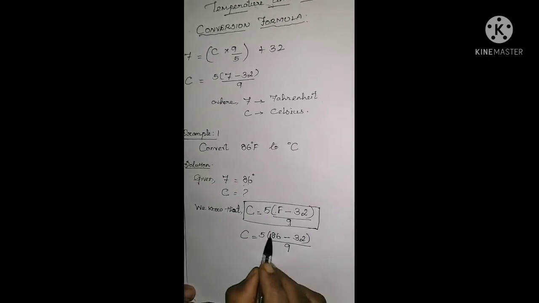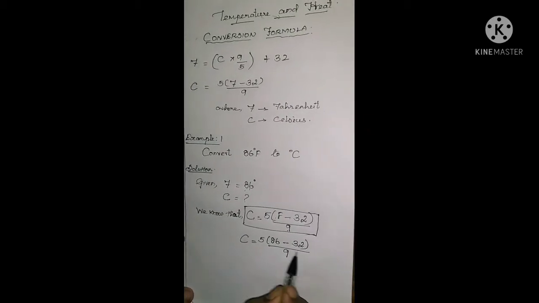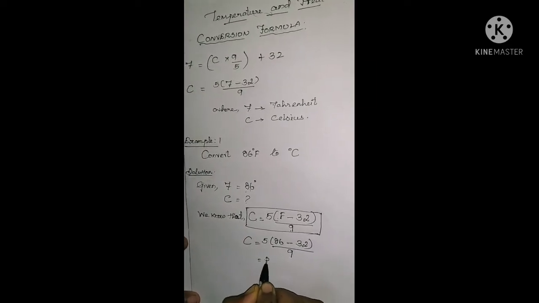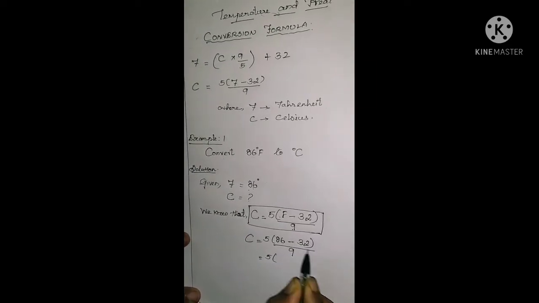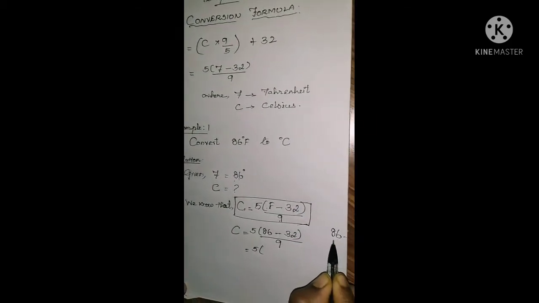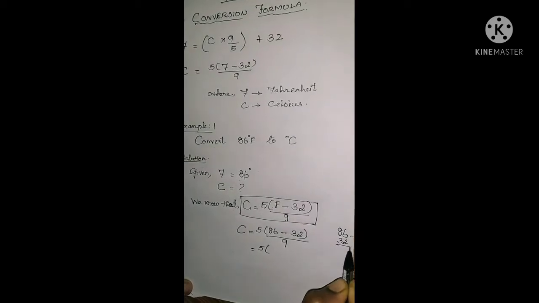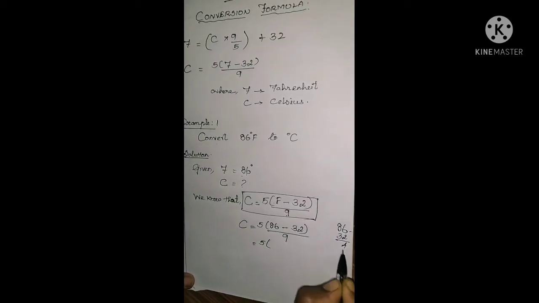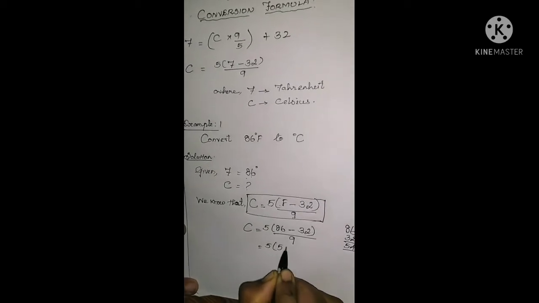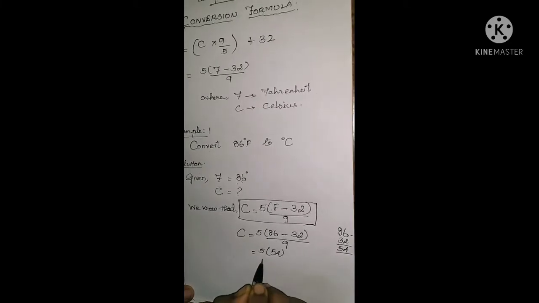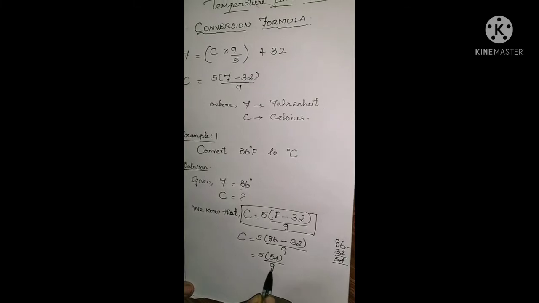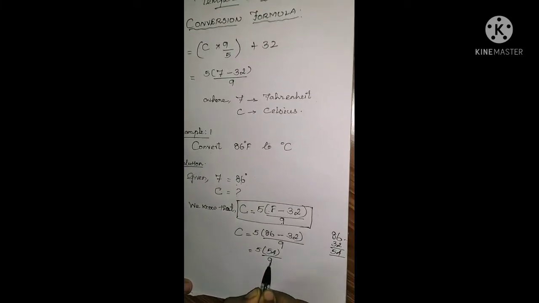Next step, first we want to complete what is given in the bracket. So, that is equal to 5 into, here 86 minus 32. If you don't know, do it on the side as rough work. 86 minus 32: 6 minus 2, 4. 8 minus 3, 5. So, what's the value? 54. The bracket is completed. Divided by 9. Now, we can cancel this 2. Divide this 2 value.